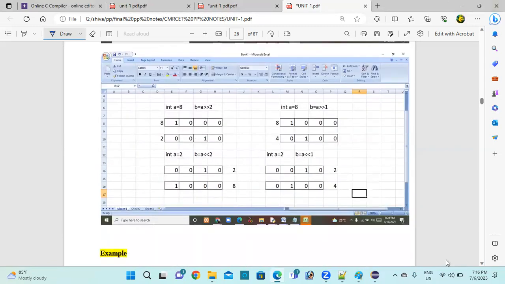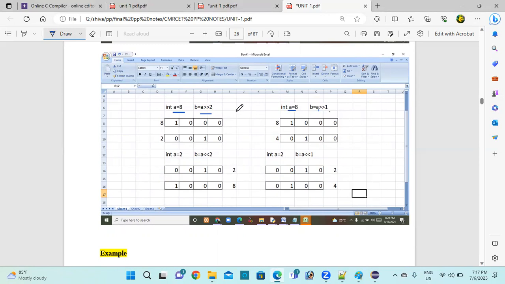Next, two operators, right shift and left shift. Here, it is very simple. Right shift. What is your number? 8. 8 right shift to how much? 8 right shift 1 is what? 8 right shift to how much?